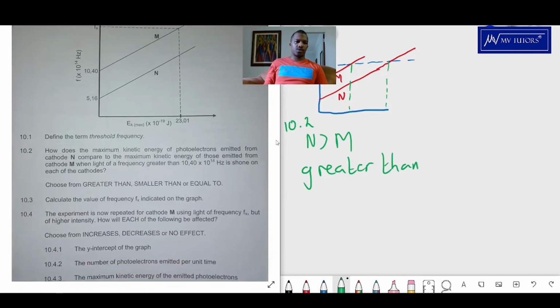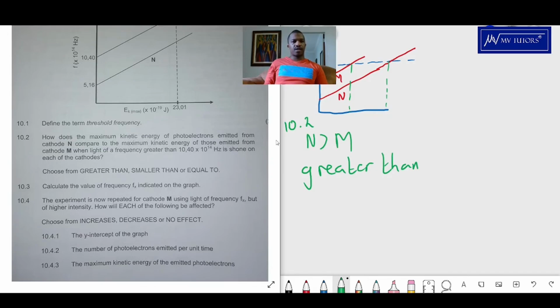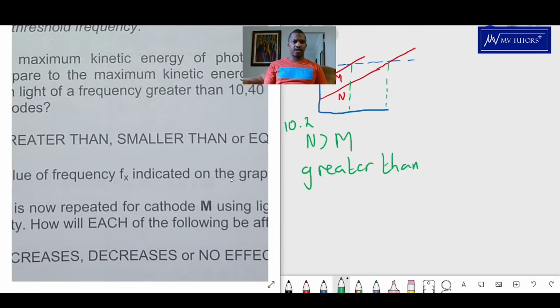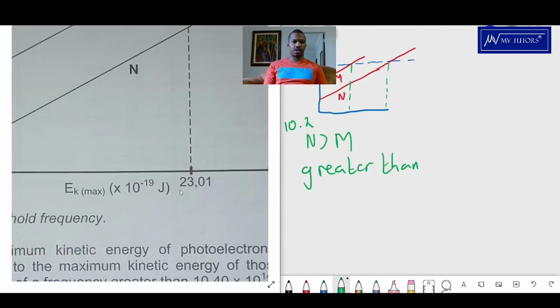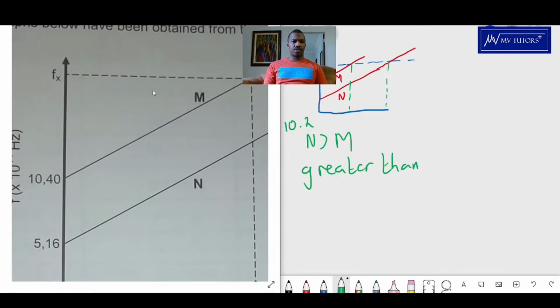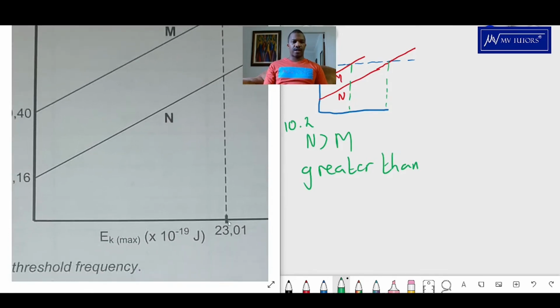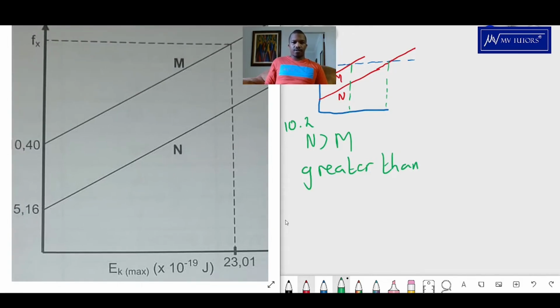Okay, so this was 10.2. Let's check out 10.3. Calculate the value of the frequency of fx indicated on the graph. Okay, let's go check out fx. So as you can see, fx has the frequency which is fx, and its energy required is 23.01 times 10 to the power minus 19. Okay, we can solve this. Let's go for it. It should be 10.3.